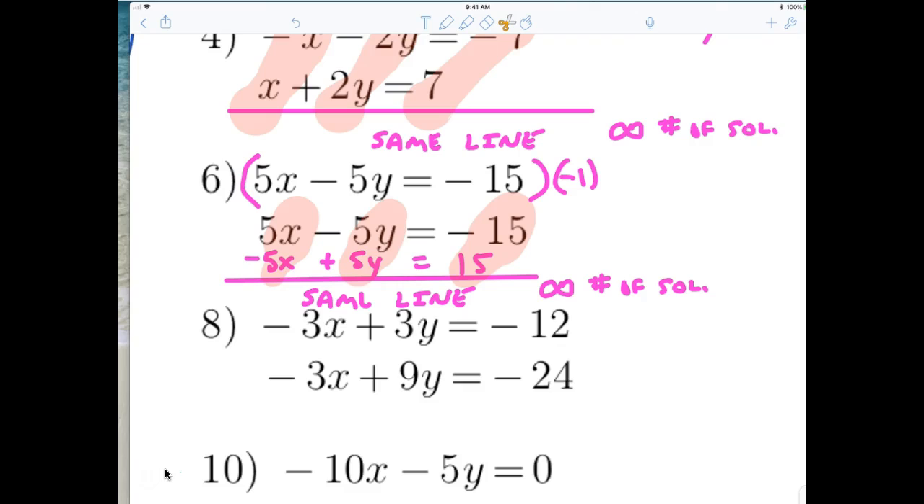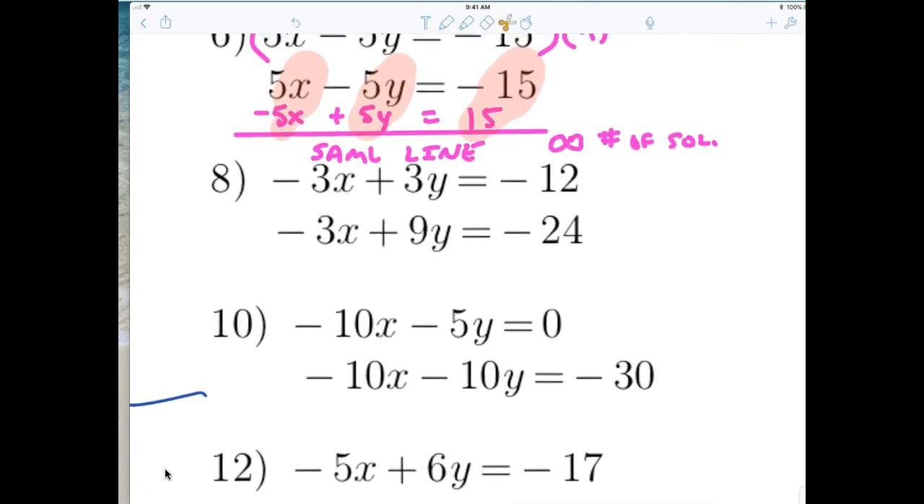Simple, simple, simple. So when they all cancel out, is the infinite? That's exactly right. And then the no solution when it'll be like 0 equals 5. When it's not a true statement, that just means they're parallel lines. So now let's take a look at number 8.